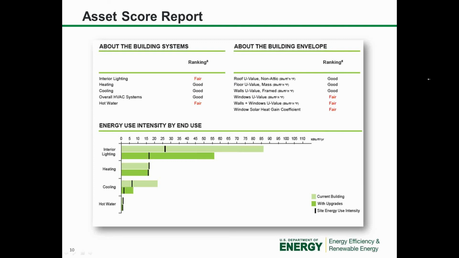Back to the asset score report, gives you a couple other pieces of information. A very high-level ranking for the efficiency of individual building systems and different elements of the building envelope. That's what you see at the top of the screen. On the bottom, it also gives you predicted EUI by end use.